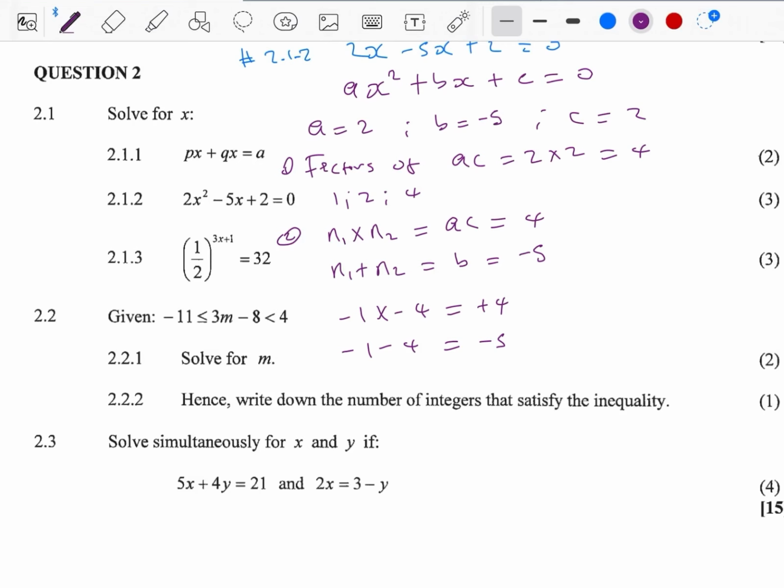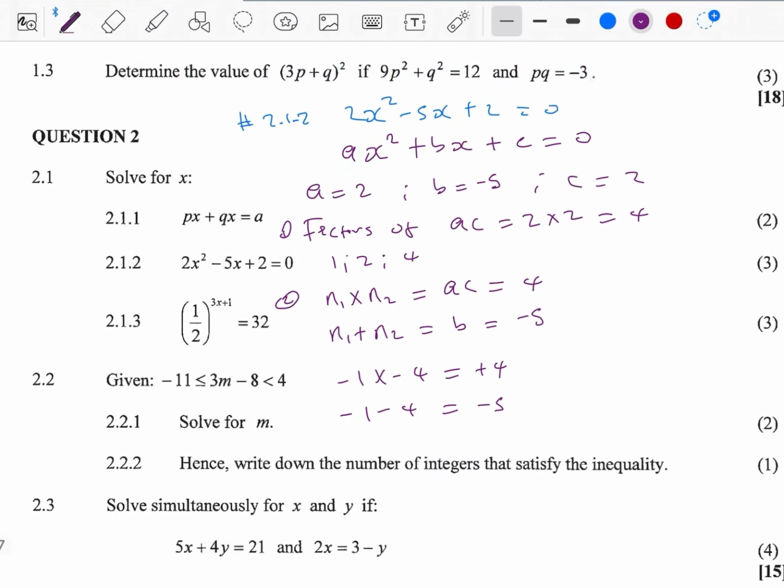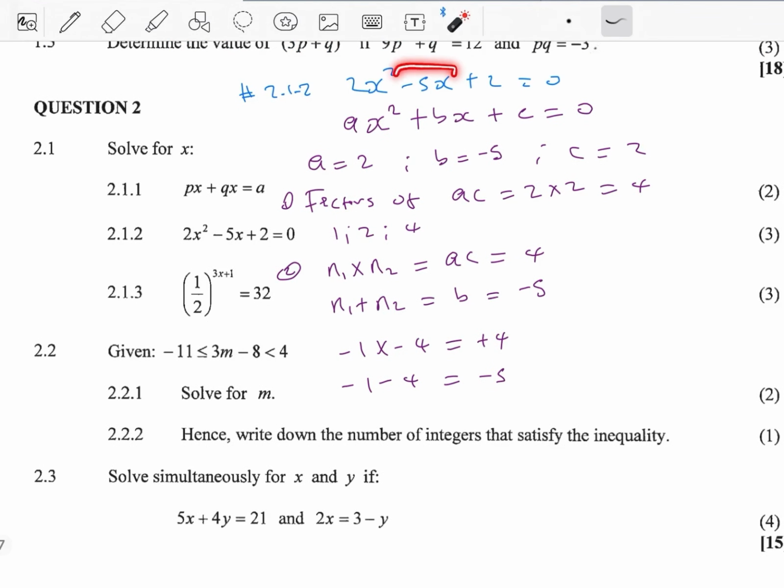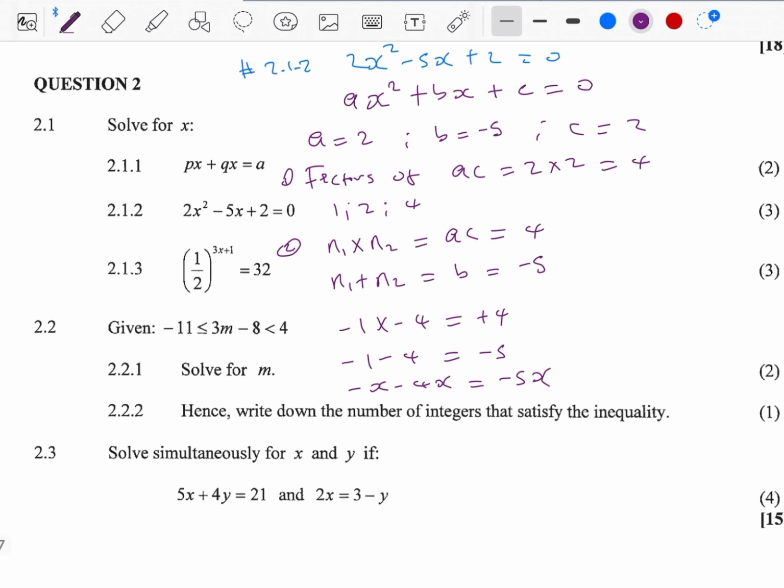So the numbers that you're going to take are -1 and -4. So essentially from here, these are the two numbers that you're going to use to split this -5. Instead of writing -5x, you're going to have -x minus 4x, which is equal to -5x. That's how you split that -5x. Okay, great. So let's go back.